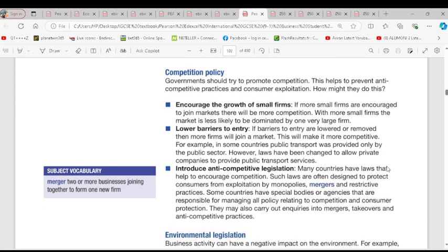So what are the ways in which governments do this? One, they encourage the growth of small firms. Government will support small firms to become bigger so that they can compete with large firms. Lower barriers to entry. Whatever barriers will stop small businesses from entering the market, government will take them away. Introduce anti-competitive legislation. Government will come up with laws that will stop large firms from stopping smaller firms from coming into the industry. Is it clear?